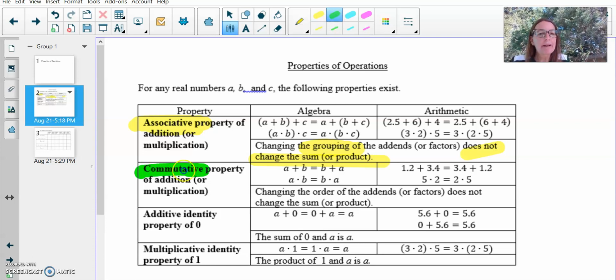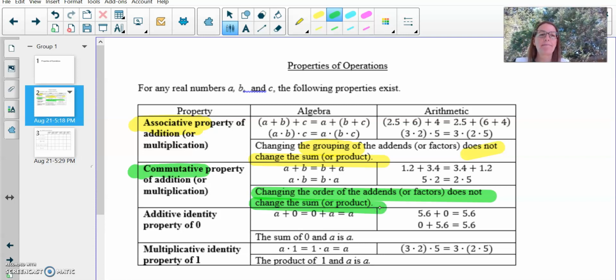Okay, commutative property. That is again for addition or multiplication. If you add two numbers together, a plus b, it's the same as if you added together b plus a. So changing the order of the addends does not affect the sum or the product.